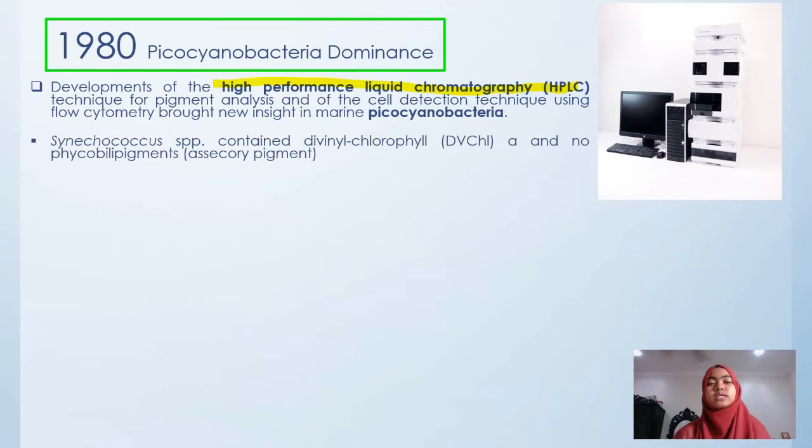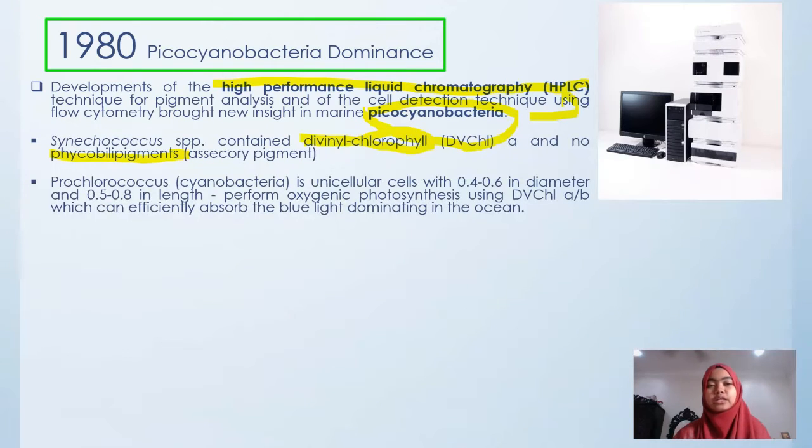Synechococcus species contain divinyl chlorophyll a and no phycobilipigment. What is phycobilipigment? Phycobilipigment is an accessory pigment commonly found in cyanobacteria or in red algae. Its function is to absorb light. Prochlorococcus is a cyanobacterium, unicellular, 0.4 to 0.6 in diameter and 0.5 to 0.8 in length. Prochlorococcus performs oxygenic photosynthesis, meaning it produces oxygen, using divinyl chlorophyll a or b, which can efficiently absorb the blue light dominating in the ocean.